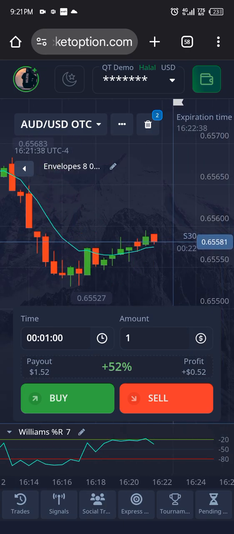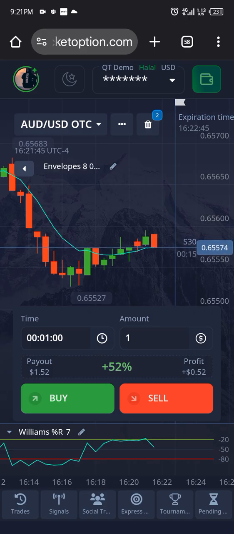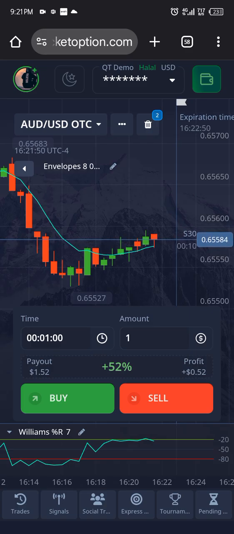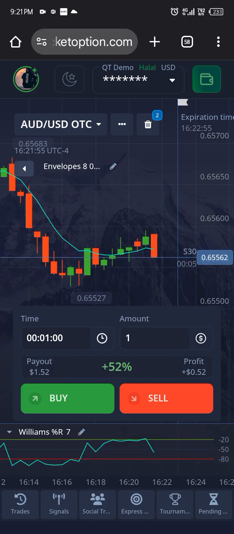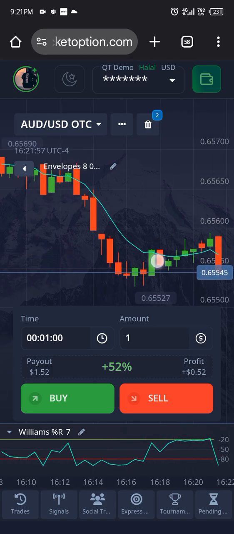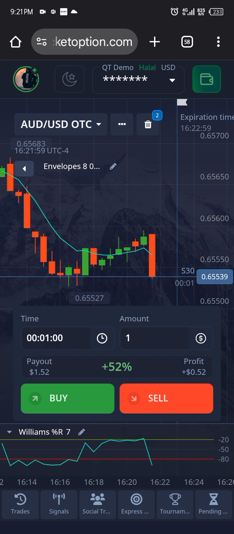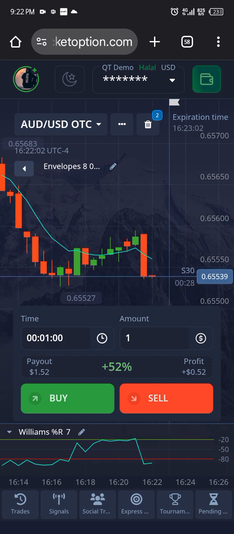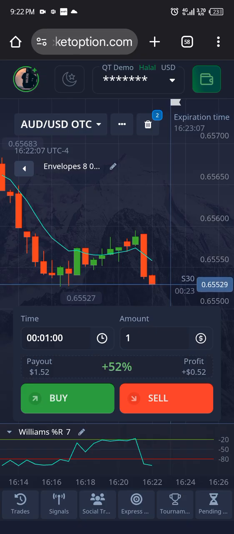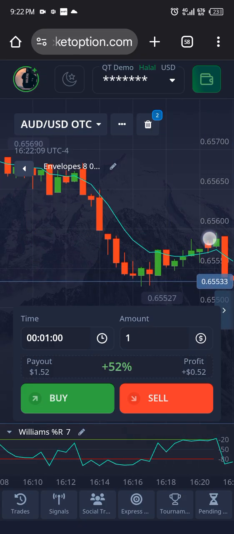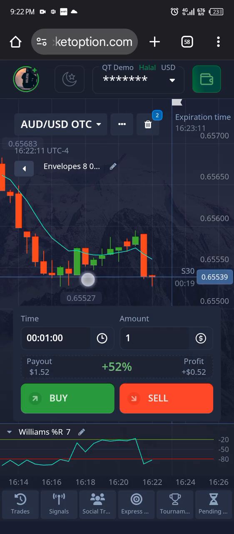So in this short video, I'm gonna show you how to use the Williams percentage R and just an envelope moving average. It's just an indicator that you are gonna use to enter your trades. And I'm using a kind of strategy to execute trades that when you have a losing trade, you gonna use some kind of strategy to recover your losing trades using this Pocket Option broker.